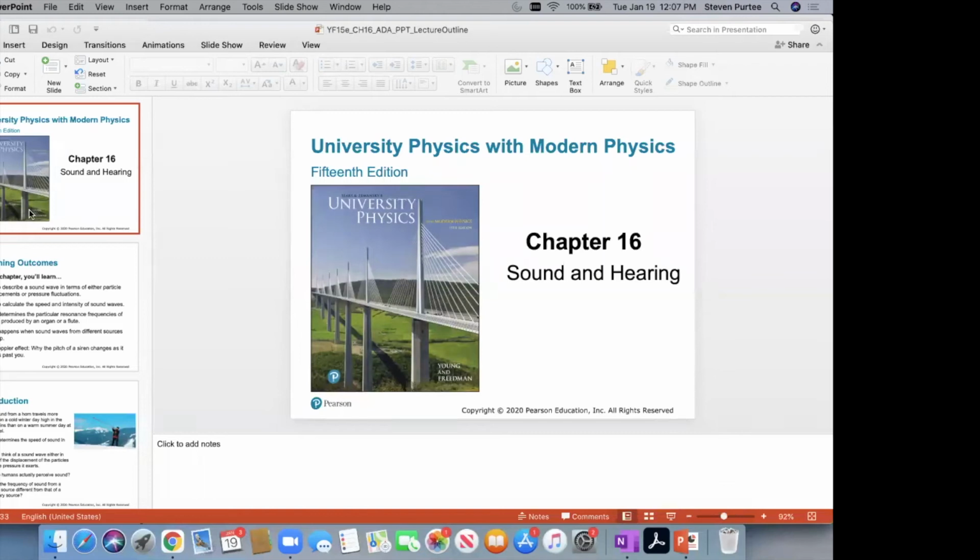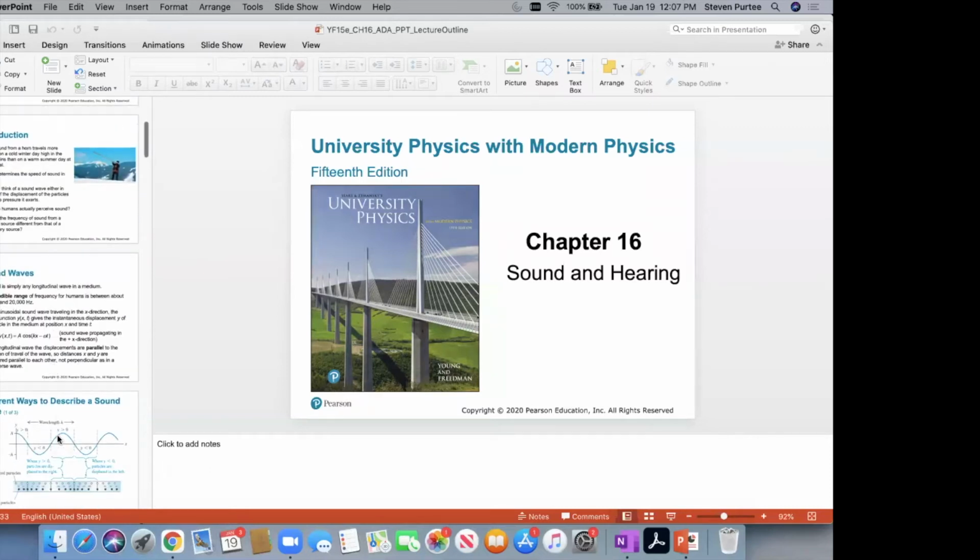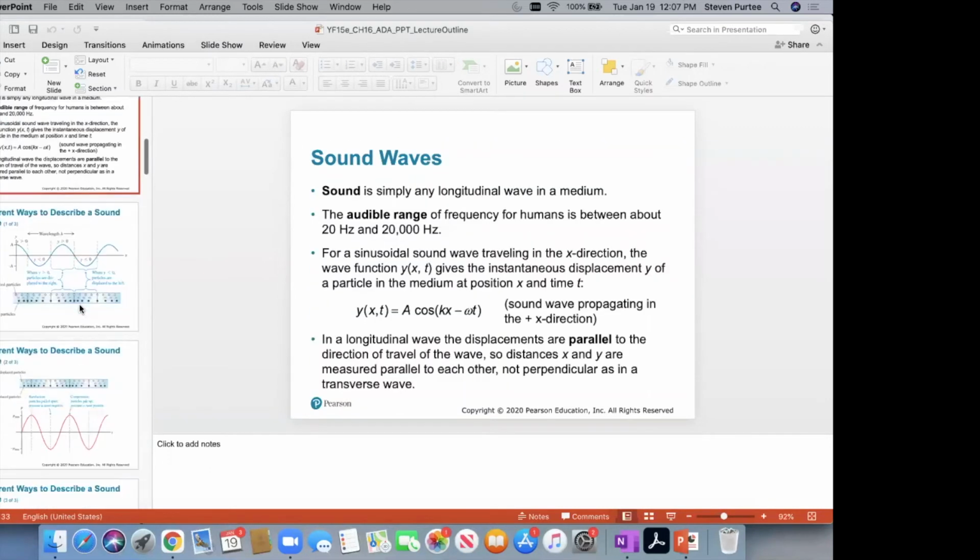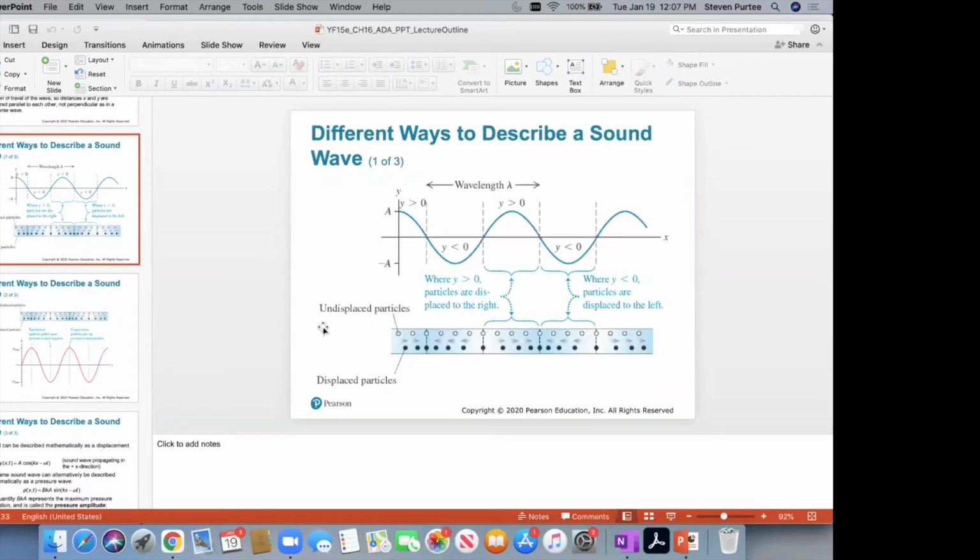So let's talk about the entire chapter. We're talking about sound and hearing. Okay, first off, sound waves are longitudinal waves. They're pressure waves, air molecules bouncing back and forth in the air.